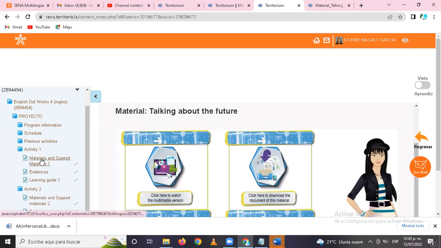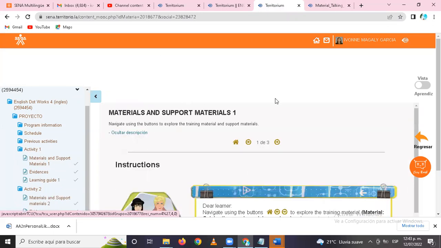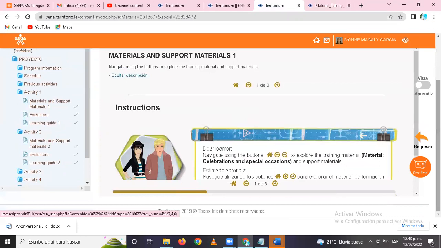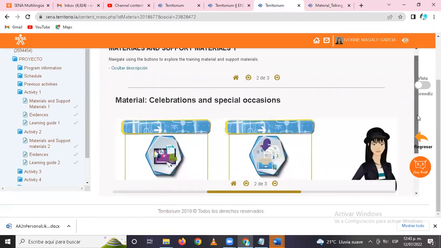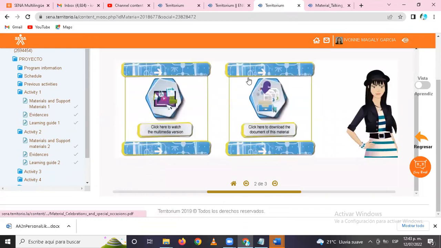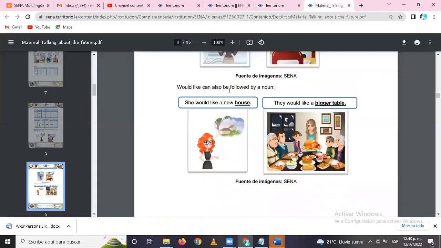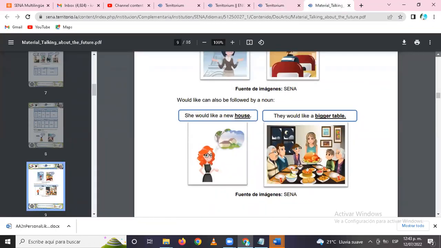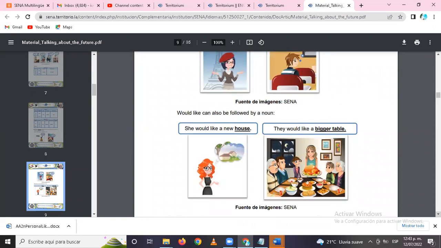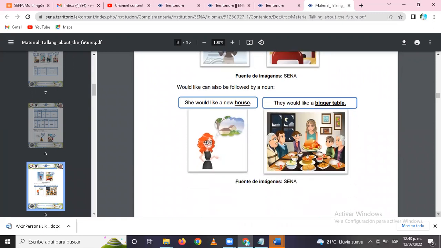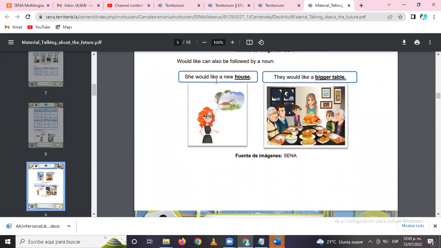This is for the second word conference. I remember we use this for an activity in learning activity 2. She would like a new house, they would like a bigger table.